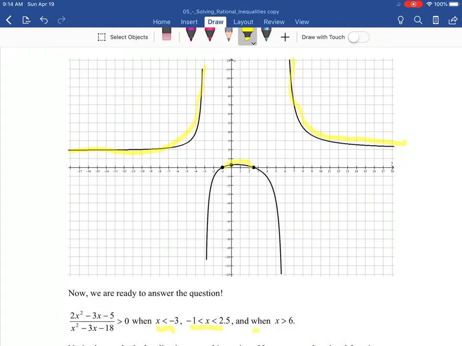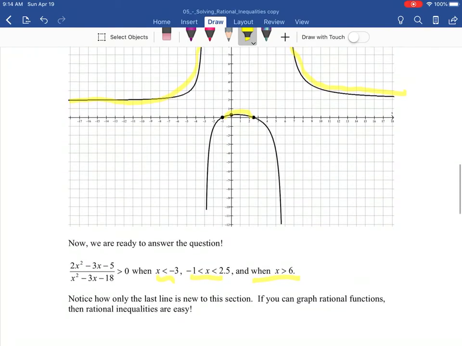And those are the same intervals we found above: x less than -3, between -1 and -2.5, and greater than 6. Okay, so if you can graph rationals, you can easily find the intervals where it's greater than 0 or less than 0.